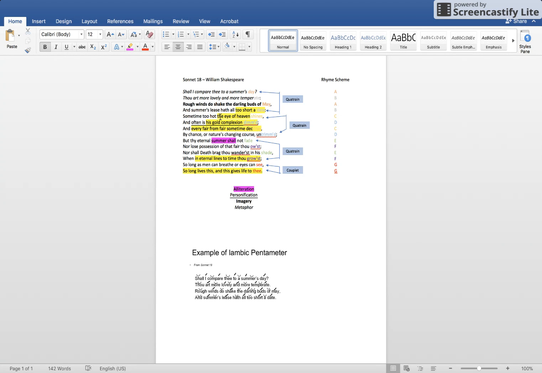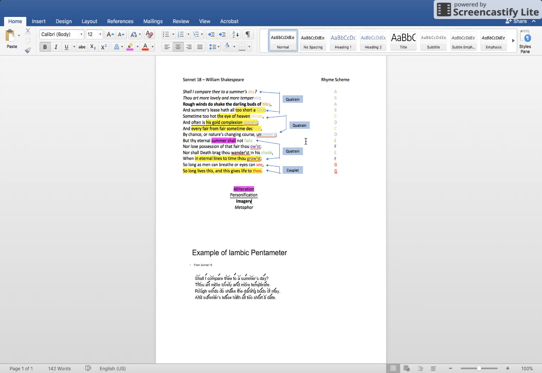The next one here is the eye of heaven. If you think about what the eye of heaven could possibly be, you have a couple of different options, and that would be the sun or the moon or any big star that you could see.